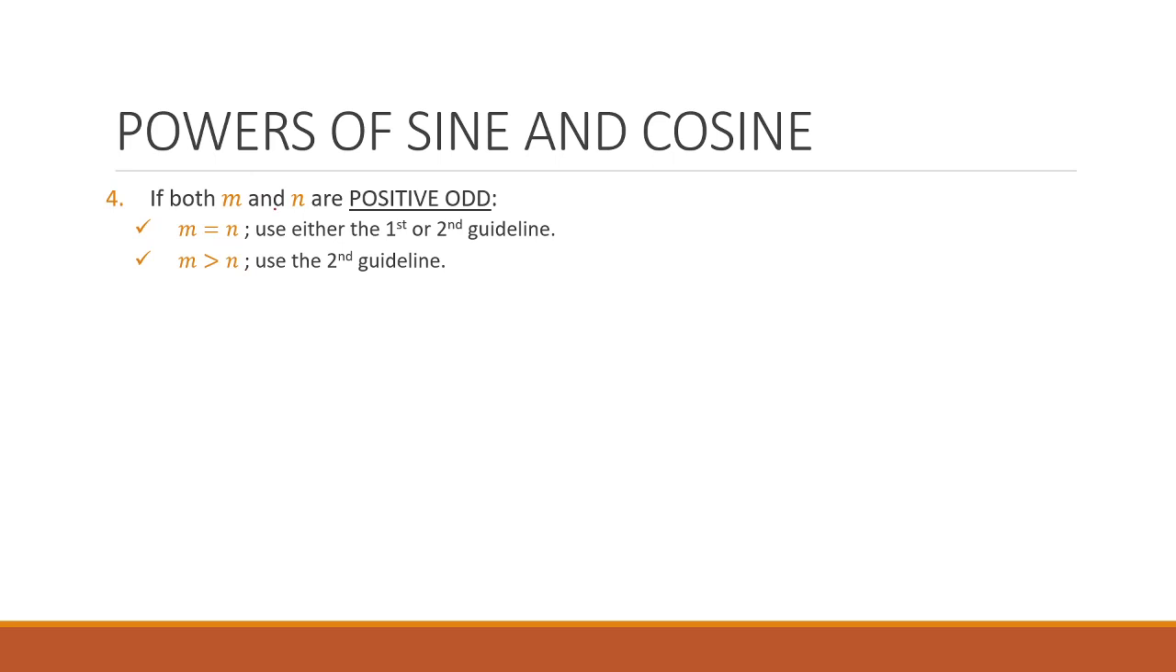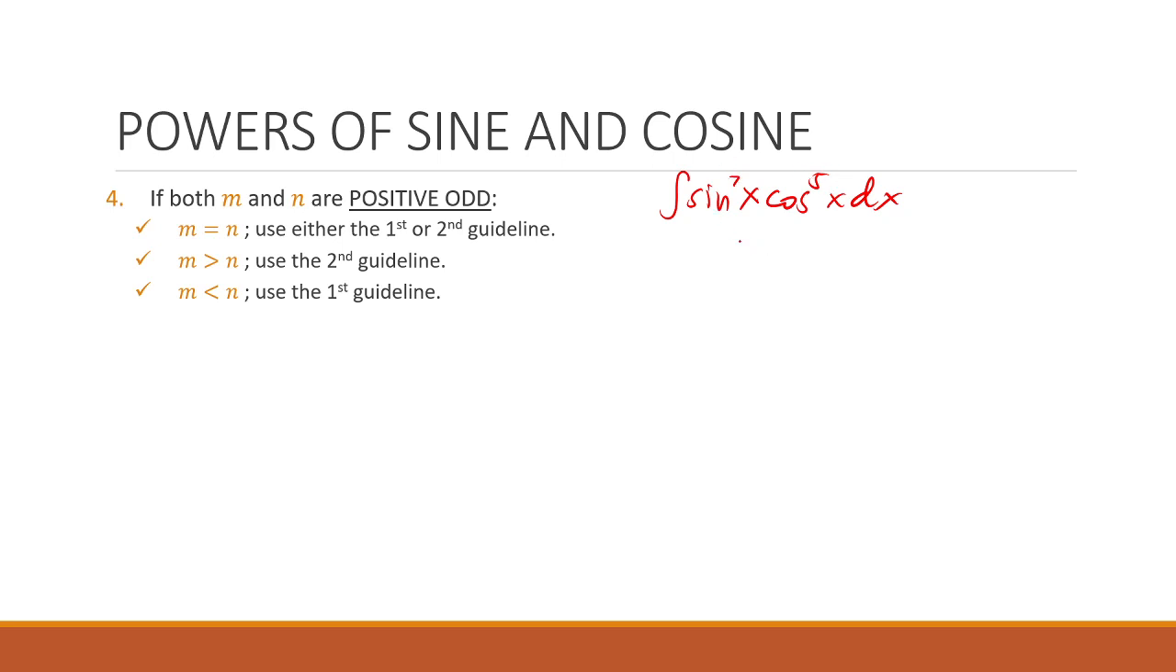The determining factor for this is that after transforming the integral, it will result in fewer terms after expanding. Right? So for example, the integral of sine raised to 7 of x times cosine raised to 5 of x dx. Okay? So both powers of sine and cosine are positive odd numbers. But the power of sine is greater than the power of cosine.